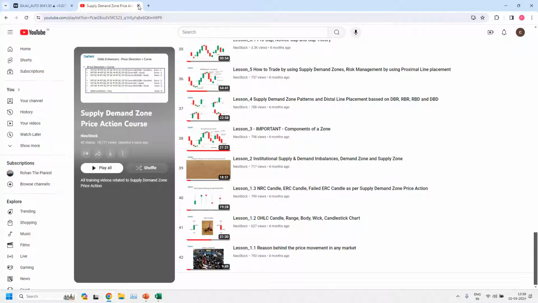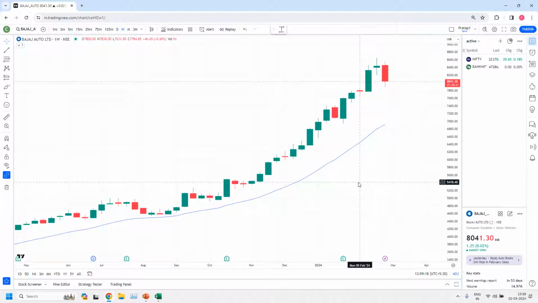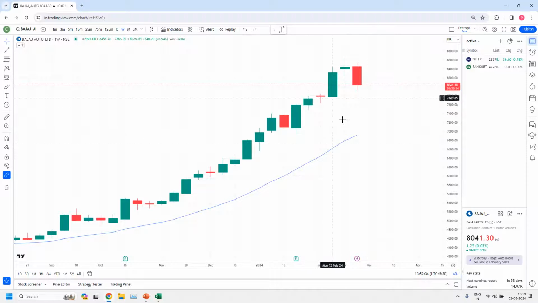Now let's get into the first practical session. In this lesson, let us analyze Bajaj Auto, and let us analyze this chart based on a weekly income trade. So our higher time frame should be the weekly time frame. So this is the weekly chart.